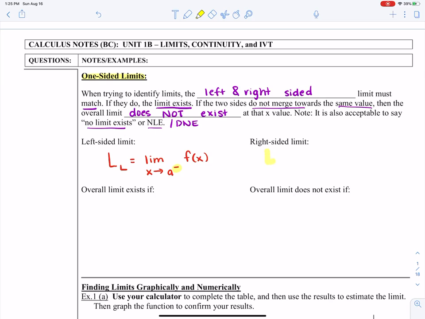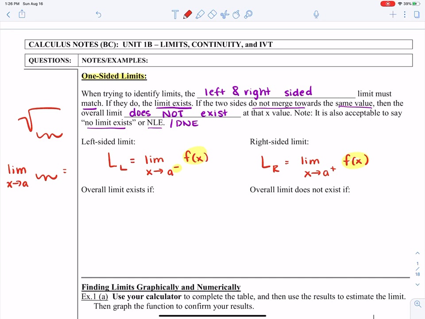A right-sided limit is going to be L sub R. And we're going to say the limit as x approaches A, and then we're going to put a positive next to it of the function f of x. Now, really important that you know that we want to include this thing right here. We would never have a square root with nothing in it. We would never have a limit as x approaches something and not say what we're taking the limit of. So it's really important that you know you have to fill that in.